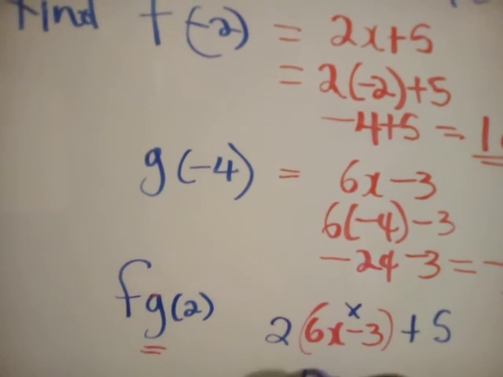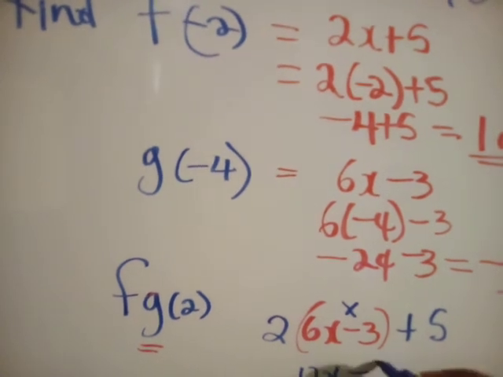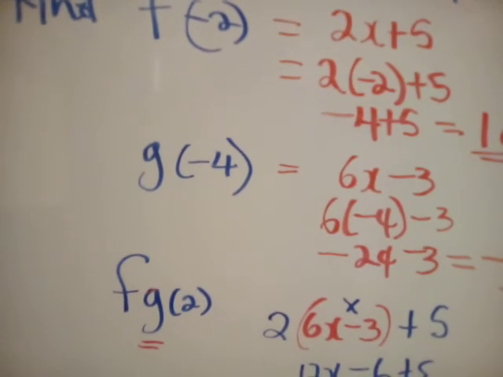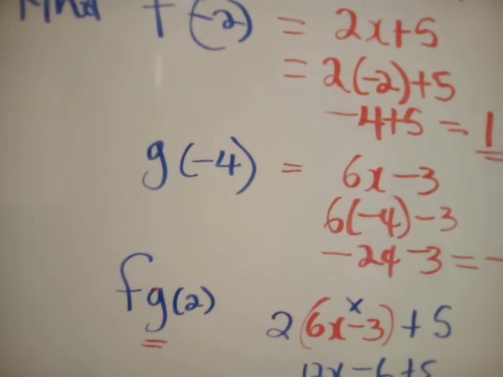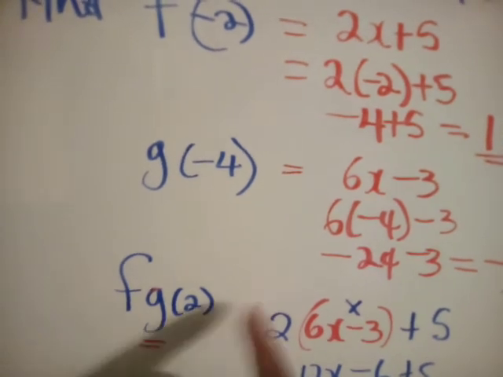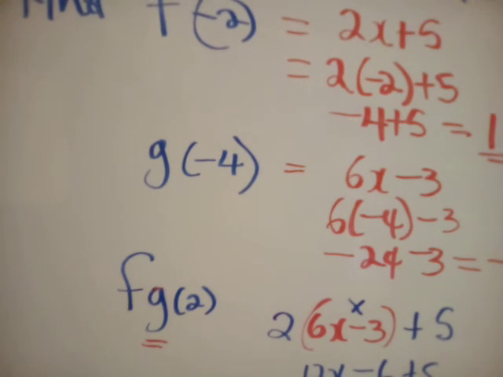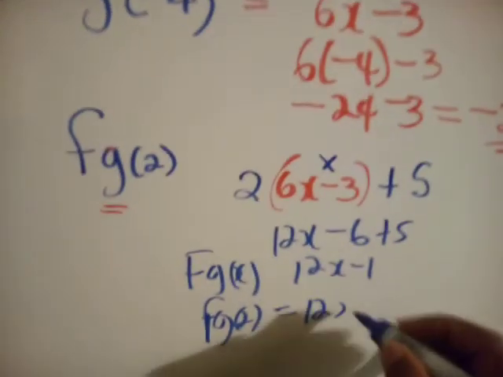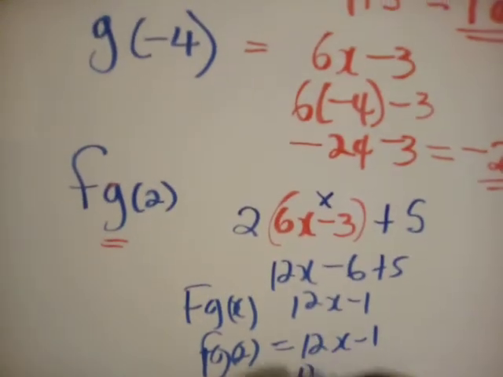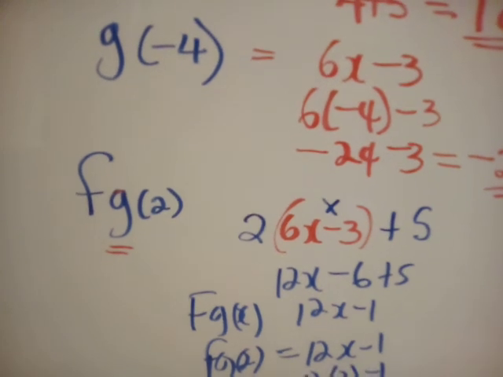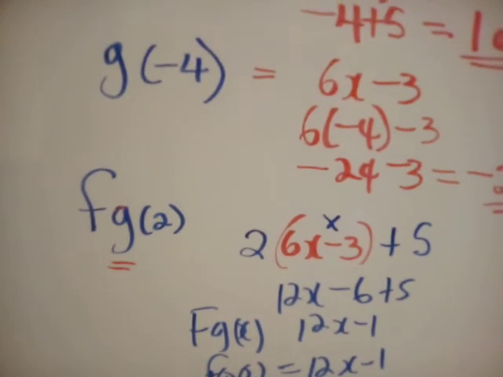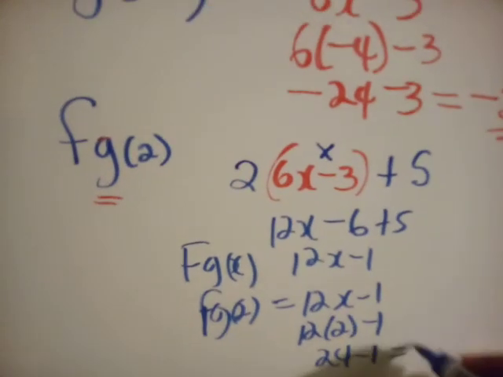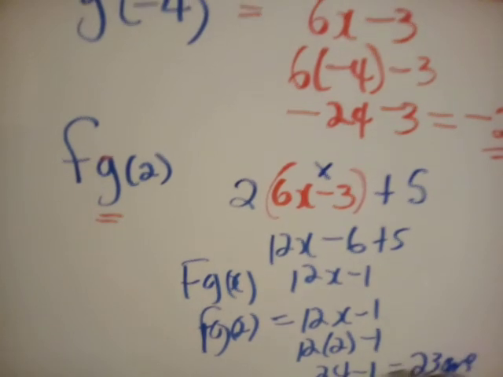So 2 times that would be 12x minus 2 times 3, 6, plus 5. So therefore f of g of x is 12x minus 1. But they ask us to find f of g of 2. So we're going to put 2 in that equation now. So it would be 12x minus 1, so it would be 12 bracket 2 minus 1. And therefore 2 times 12 is 24 minus 1, and 24 minus 1 is equal to 23. And that would be your answer.